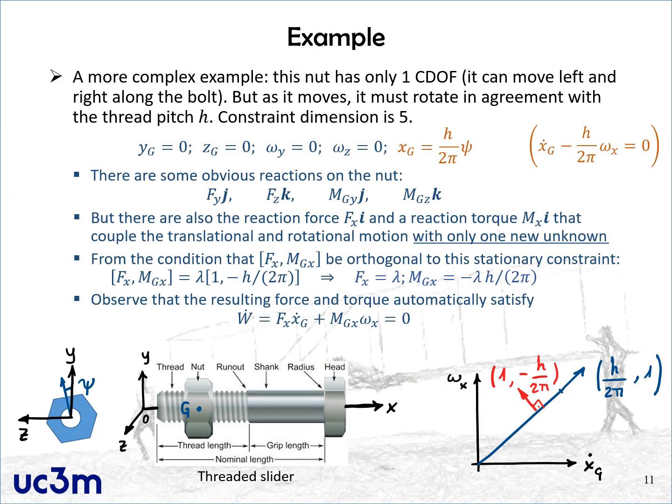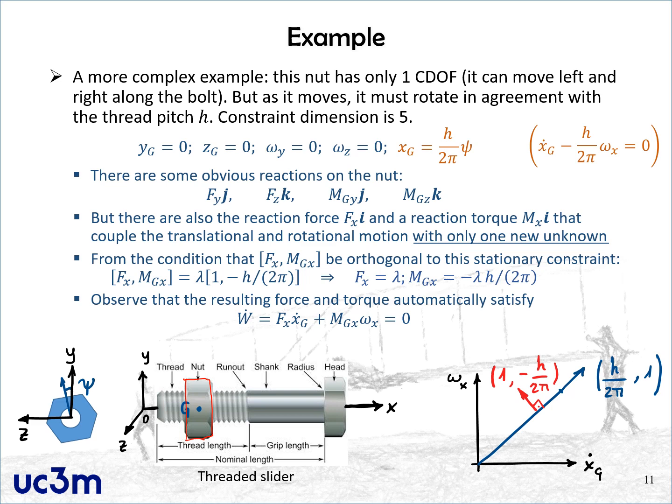Finally, let us cover a slightly more complicated example. Imagine that you have this nut, which can move left and right about this threaded bolt, as you can see on the drawing. But obviously, as it moves left and right, it must also rotate because of the thread. So let us see how we can analyze this case.